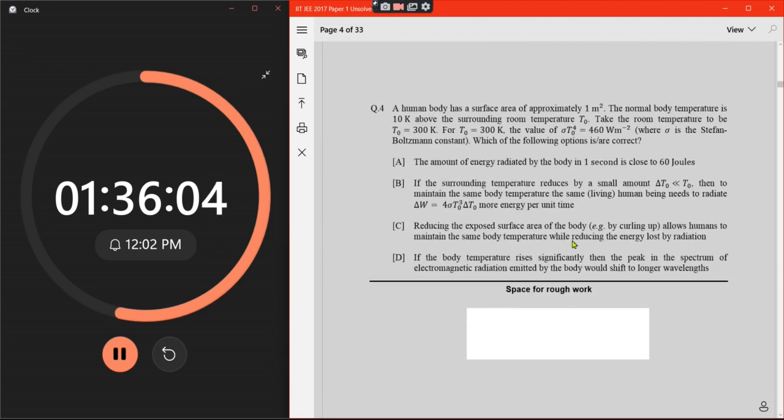Reducing the exposed surface area of the body, curling up allows humans to maintain the same body temperature while reducing the energy lost by radiation. Yes, in fact. Wow. That explains what you feel when we curl up. If the body temperature rises significantly, the peak in the spectrum of electromagnetic radiation emitted by the body would shift to longer wavelength. So if you increase the temperature, then your wavelength becomes longer? No, it becomes shorter. So that's wrong.